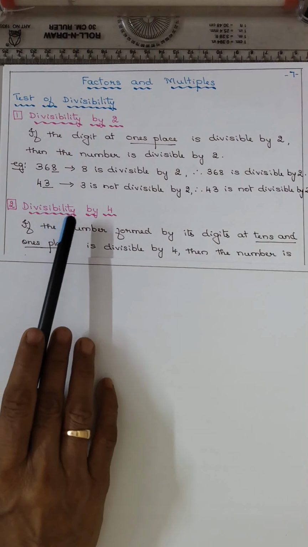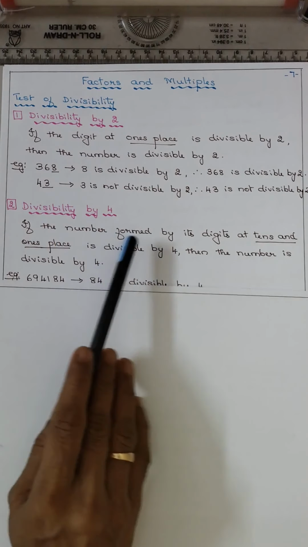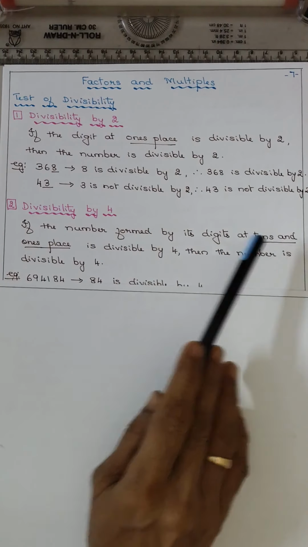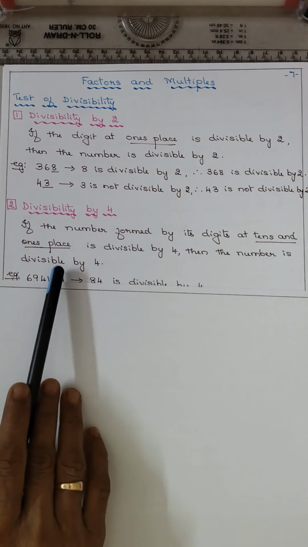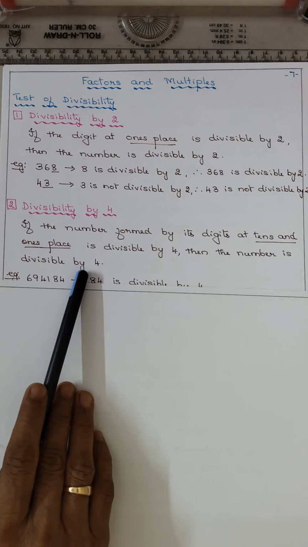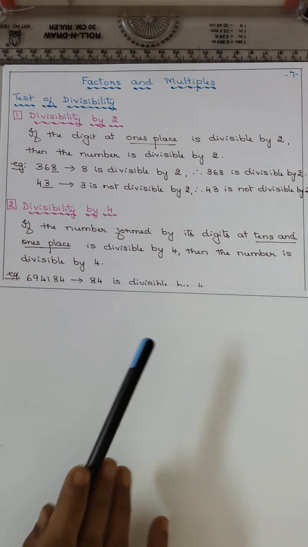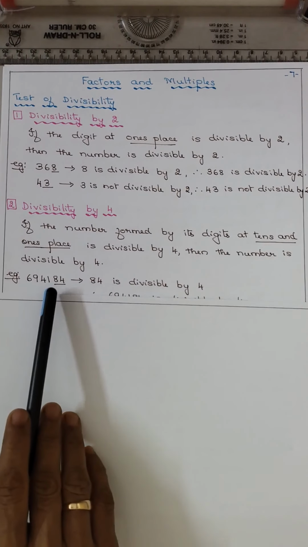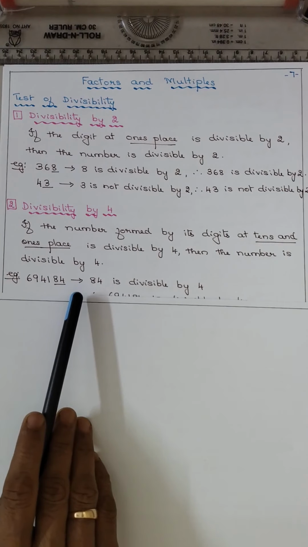Now the divisibility by 4. For 4, what is the rule? If the number formed by the digits at tens and ones place is divisible by 4, then the number is divisible by 4. Means you have to see the last 2 digits. Tens and ones, that is, the last 2 digits. See whether the number formed by the last 2 digits is divisible by 4. Then the whole number is divisible by 4.